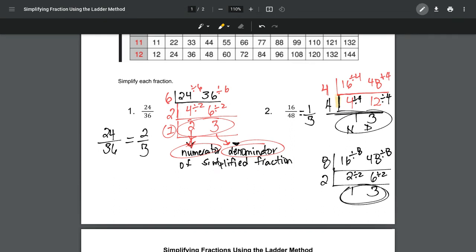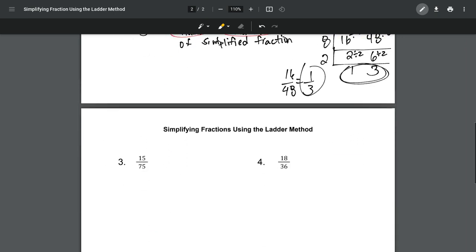Please don't leave it like this. Write it as a fraction, as 1 divided by 3, or 1/3. 16/48 in simplest form is 1/3. Write it like that, guys. It says simplify each fraction, so I need a fraction.